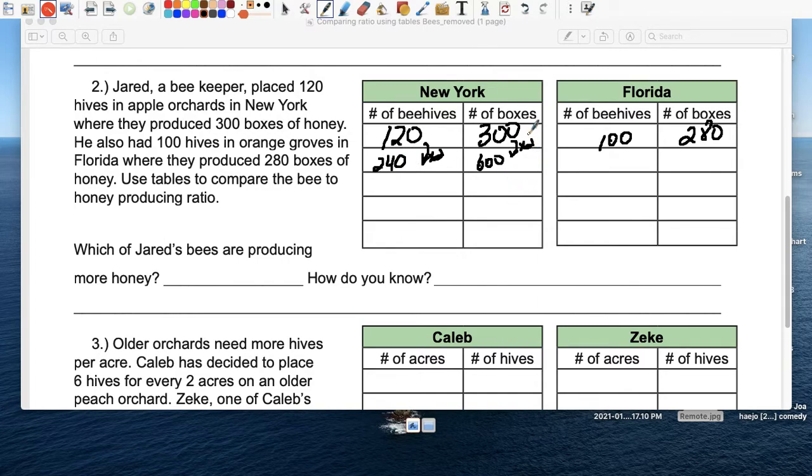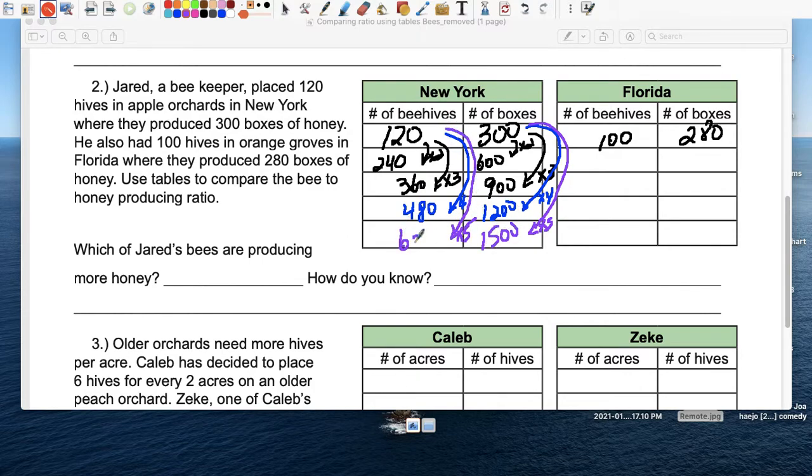No me ayuda todavía. Times 3. 900. Times 3, 360. Nothing yet. So then we're going to do times 4, which is 1,200. Times 4 here, it's going to be 480. And then we're going to do one more. Times 5, that's 1,500. And then times 5 over here is 600. So 600 beehives producing 1,500 cajas de miel. That's the New York bees, las abejas de New York.